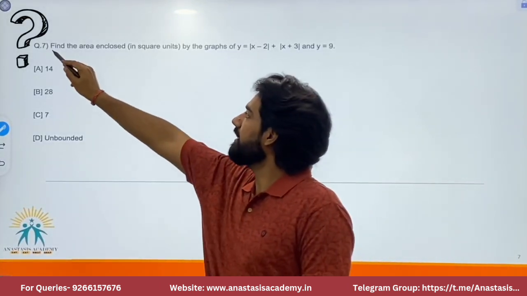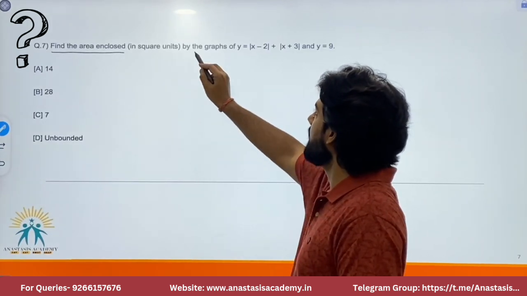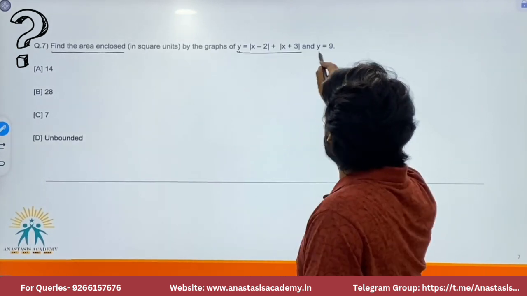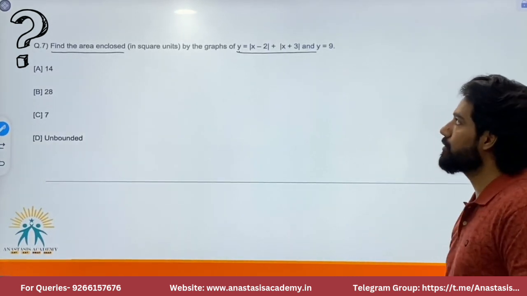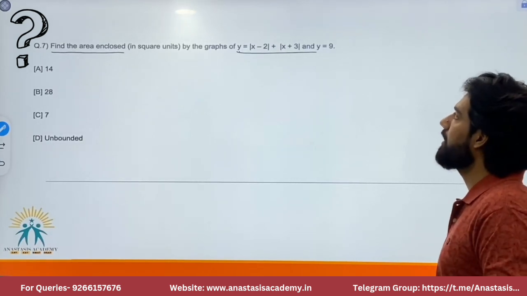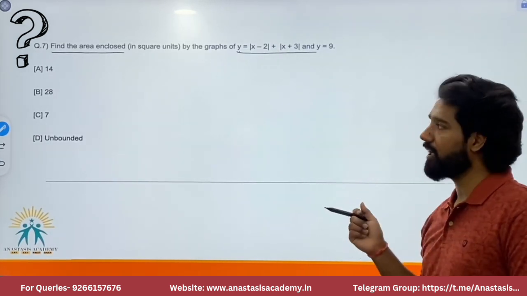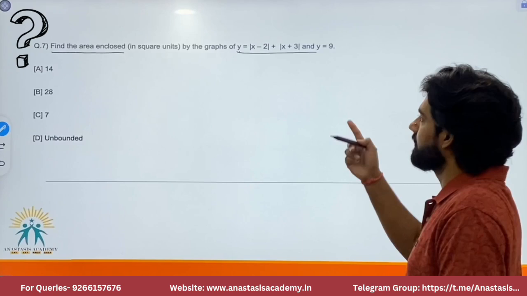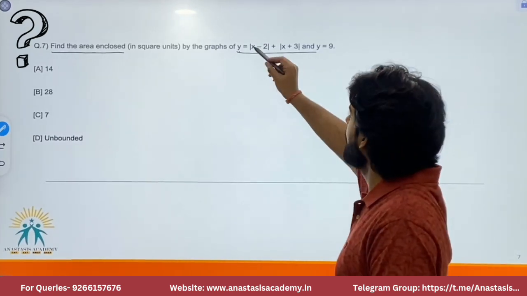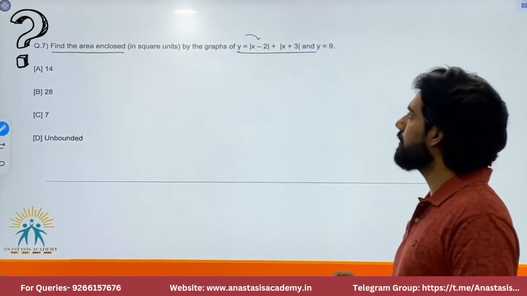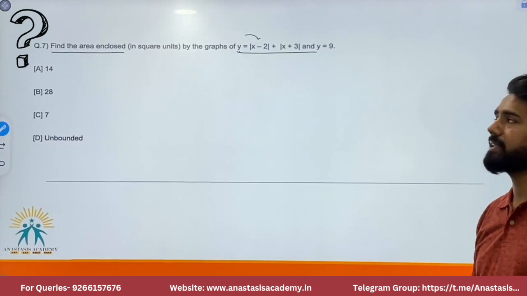Find the area enclosed in square units by the graphs of y equal to |x - 2| + |x + 3| and y equal to 9. For this, I need to draw the graph for this expression, y equal to |x - 2| + |x + 3|.